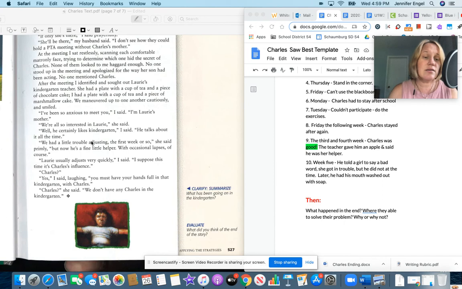"Well, we had a little trouble adjusting the first week or so," she said primly. "But now he's a fine little helper. With occasional lapses, of course." "Lori usually adjusts very quickly," I said. "I suppose this time it's Charles' influence?" "Charles." "Yeah," I said, laughing. "You must have your hands full with that kindergarten with Charles." "Charles?" she said. "We don't have any Charles in kindergarten."